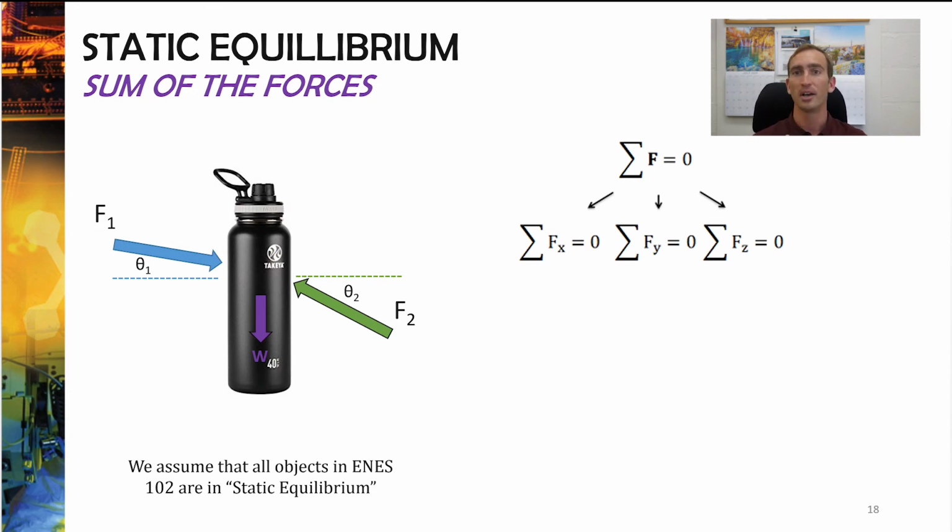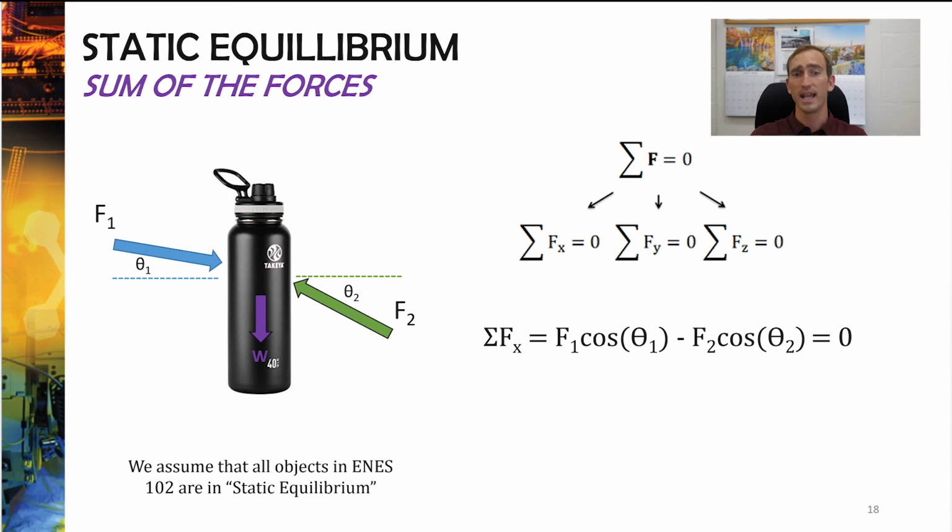So what we do now in an ENES 102 problem is we sum the forces in all the directions. Here we have a two-dimensional problem. We just see the water bottle on the piece of paper. We don't see a third dimension. Therefore, we're going to use the sum of the forces in the x and the sum of the forces in the y to solve. Our question really is, what are the forces F1 and F2 if we know the theta to be able to solve?